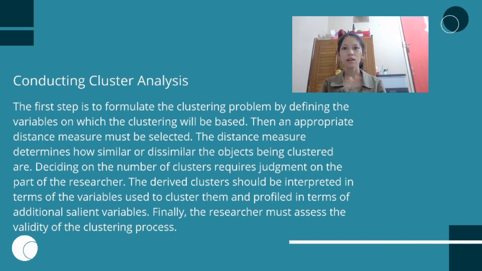Conducting cluster analysis. The first step is to formulate the clustering problem by defining the variables on which the clustering will be based. Then an appropriate distance measure must be selected. The distance measure determines how similar or dissimilar the objects being clustered are. Deciding on the number of clusters requires judgment on the part of the researcher. The resulting clusters should be interpreted in terms of the variables used to cluster them, and profiled in terms of additional salient variables. Finally, the researcher must assess the validity of the clustering process.